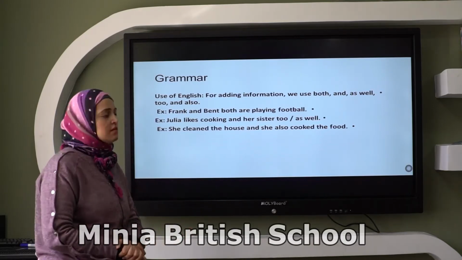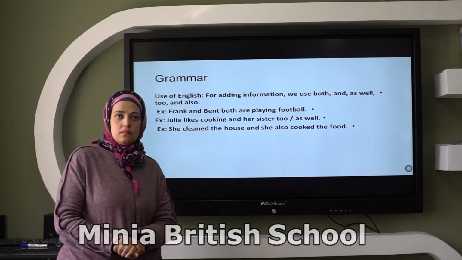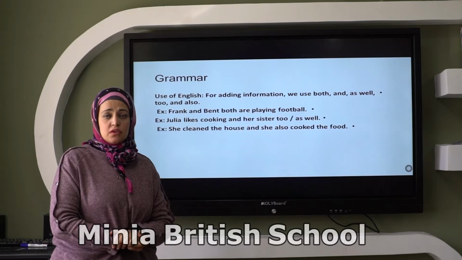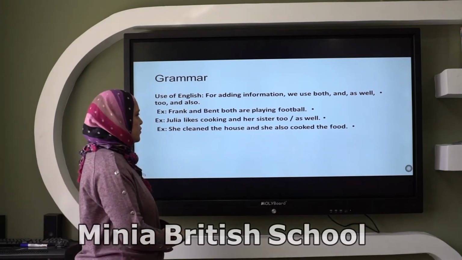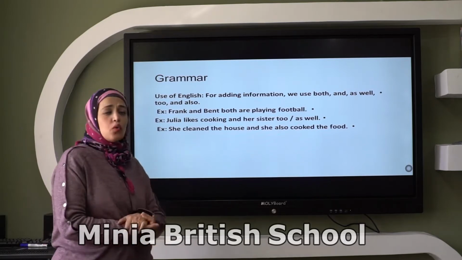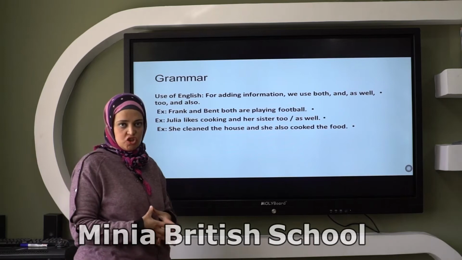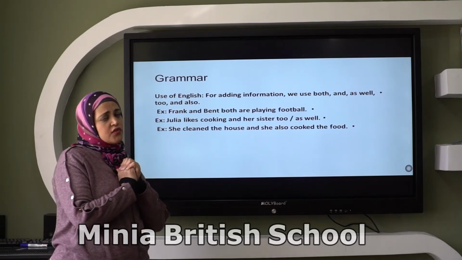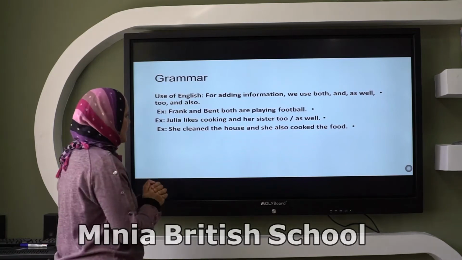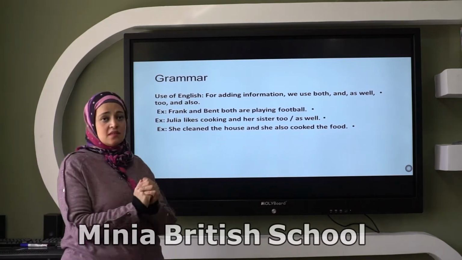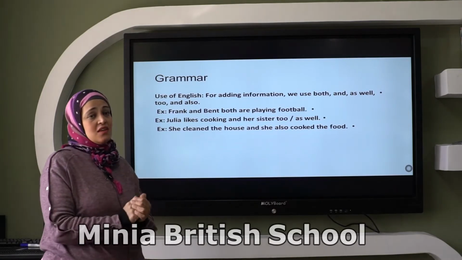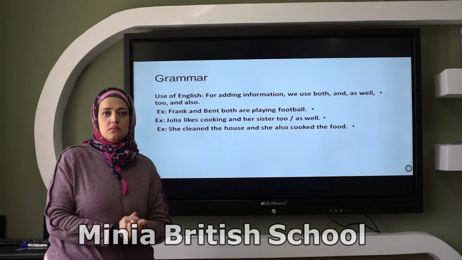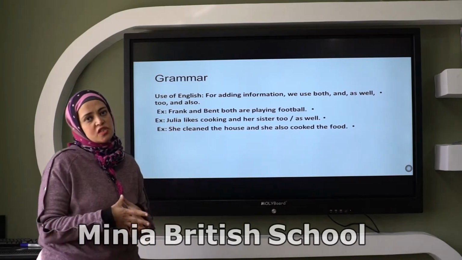Frank and Bent both are playing football. What word did I use here for adding information? Actually, I used both. What is the piece of information? It means that the two people we are talking about do the same action. I can use both after the two people we are talking about. Only after it? No, I can start my sentence with it. How? I can say both Frank and Bent are playing football. But I can't use it at the end of the sentence and say Frank and Bent are playing football both. No, I use it this way or the other way and start my sentence with it.